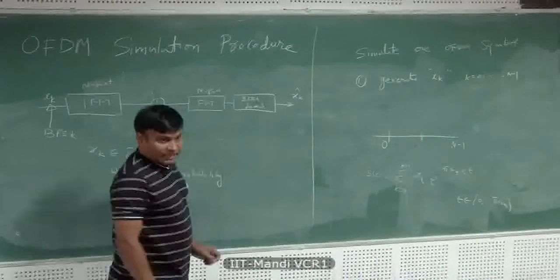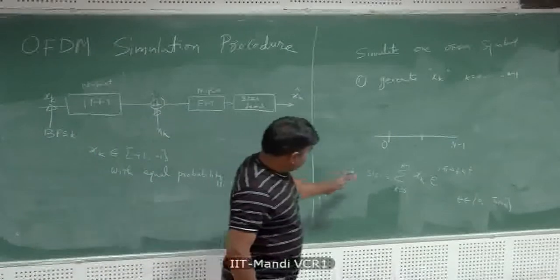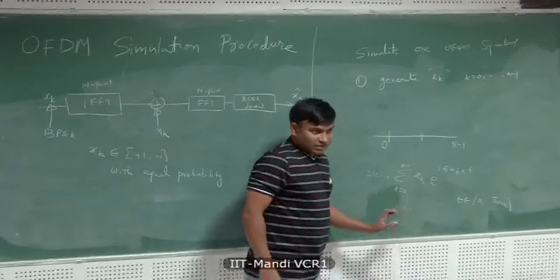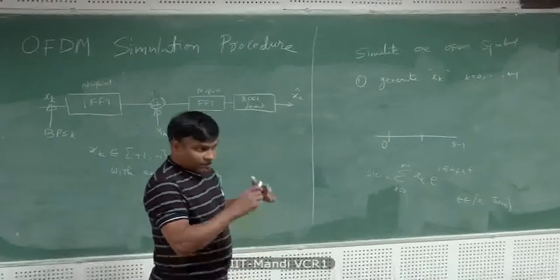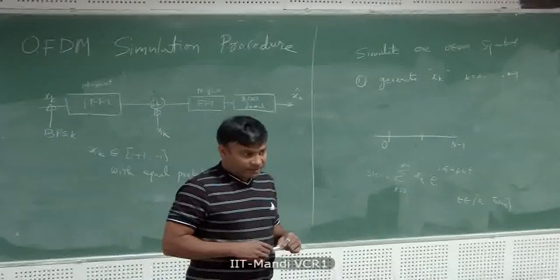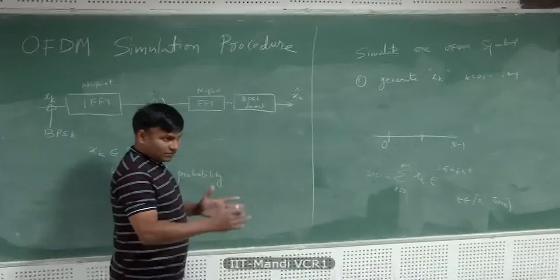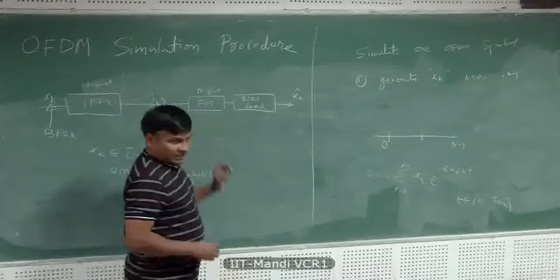Now you have to generate n_k. See, when we define the system using analog signals, n(t), we talked about n(t) having a power spectrum of N0, which is equal to kT. That is the noise power spectral density. Then you go through a low pass filter, then you sample it, and then go through FFT.